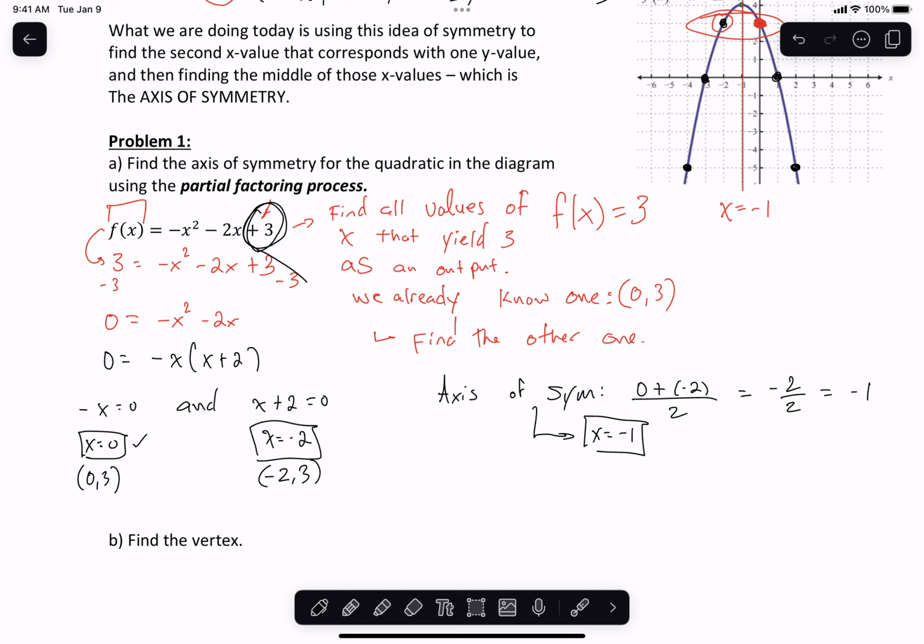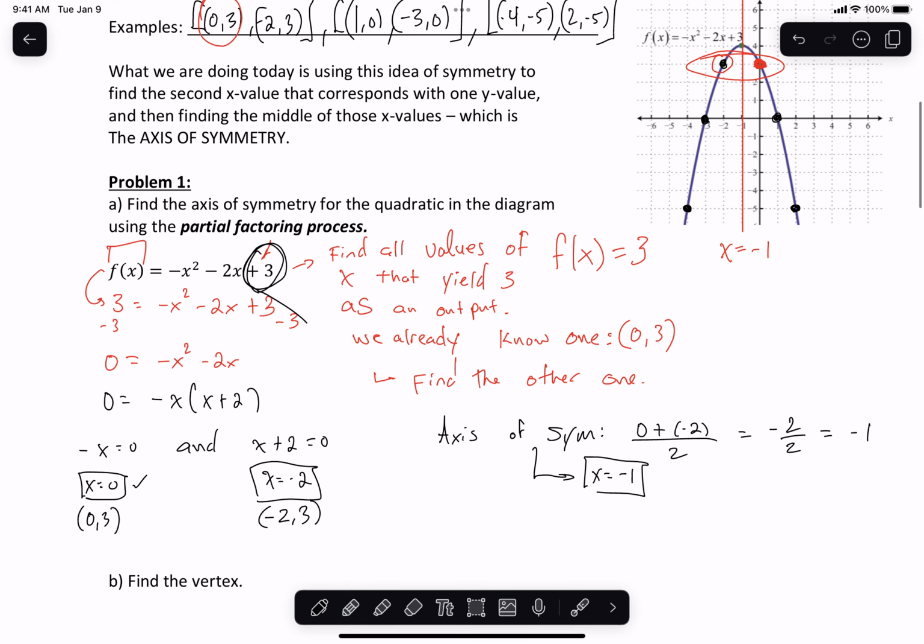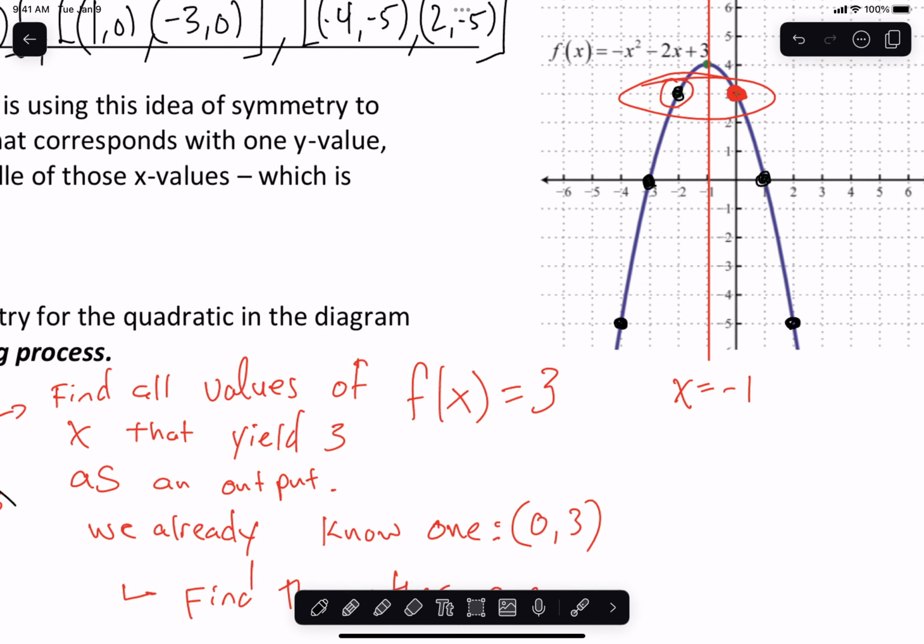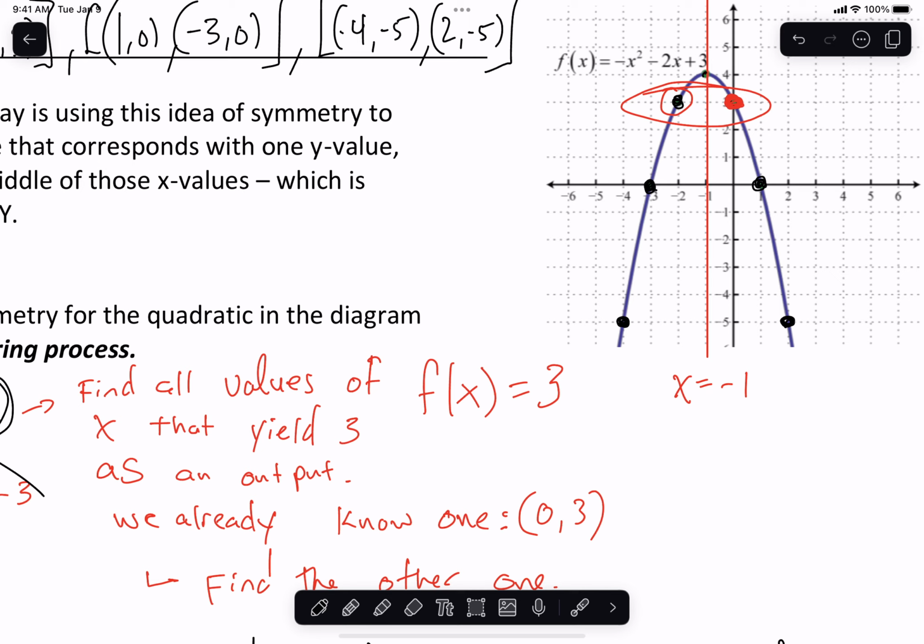Okay, so that's the axis of symmetry. That's what we found. We're done with part A. Just like last year, once you've found the axis of symmetry, I know, because I can see it, the axis of symmetry is the x portion of the vertex, right here.